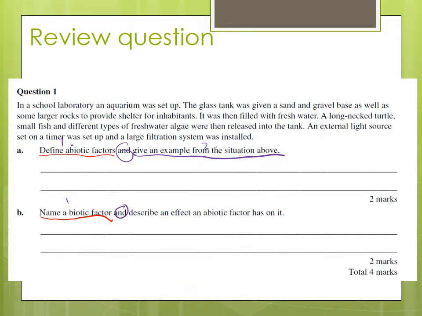And again, it's breaking it up for you so you can clearly tell what each mark is going towards. Describe an effect an abiotic factor has on it. Remember that the biotic is living and the abiotic is the non-living. This is really essential to help you be able to answer this question.